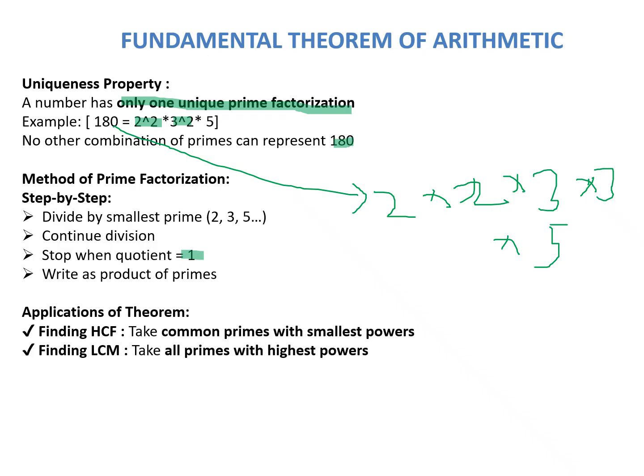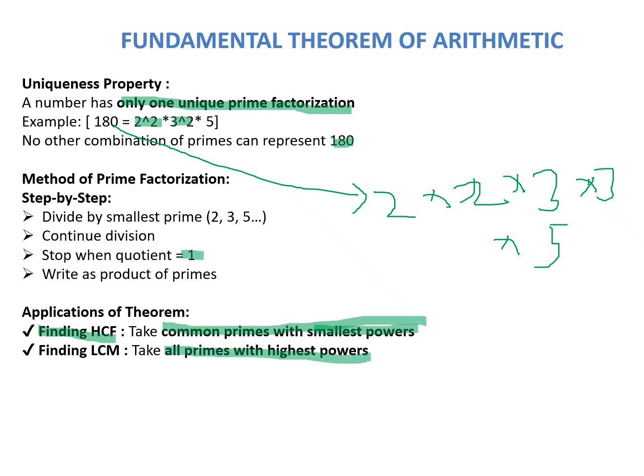Once we apply this, we can use the outcome of the prime factorization to derive two things. What are those two things? We can find the LCM and the HCF. To find the HCF, if we have two numbers and do the prime factorization of both, we identify the common primes and use the smallest power. But for the LCM, we'll take all the prime numbers with the highest power.